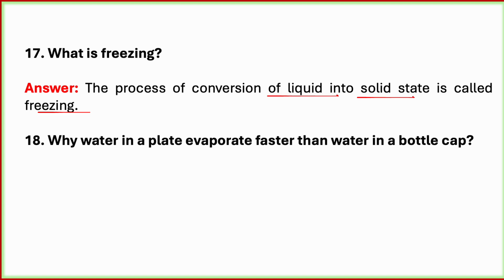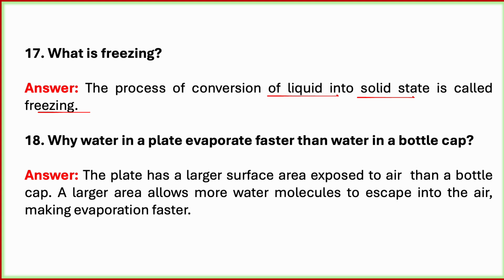Why does water in a plate evaporate faster than water in a bottle cap? The plate has a larger surface area exposed to air than a bottle cap. The larger area allows more water molecules to escape into the air, making evaporation faster. When we spread water on a plate, a bigger area is in contact with the air. Because of this, the water changes into water vapor more quickly. More exposed area, faster evaporation.